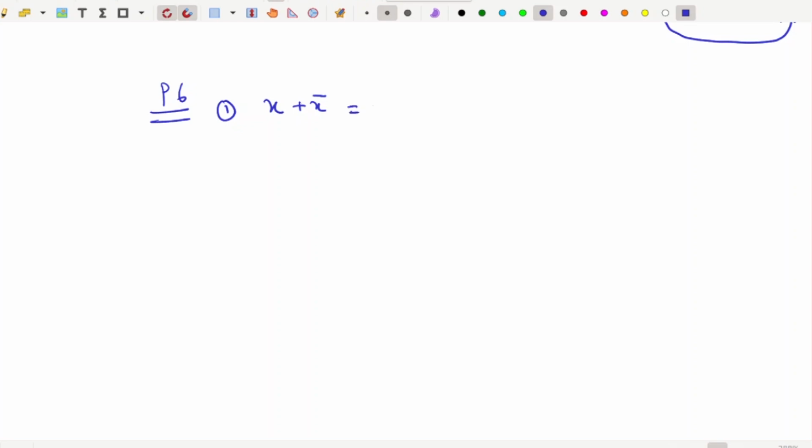x plus x complement is equal to what? 1. And the second says x dot x complement, means when we multiply any variable with its complement, which is always 0. This is the first postulate of 6, and this is the second postulate of 6. Here x dot x complement is equal to 0. We know that when the value of x is equal to 0, its complement is equal to 1. 0 plus 1 is always 1.